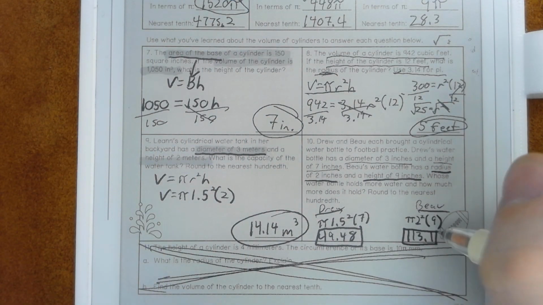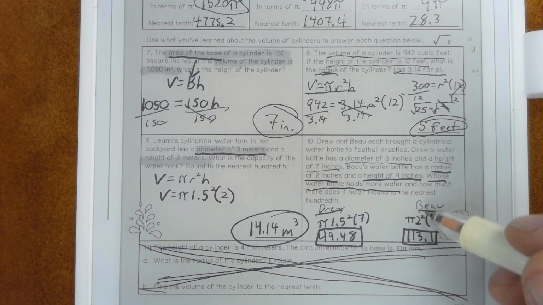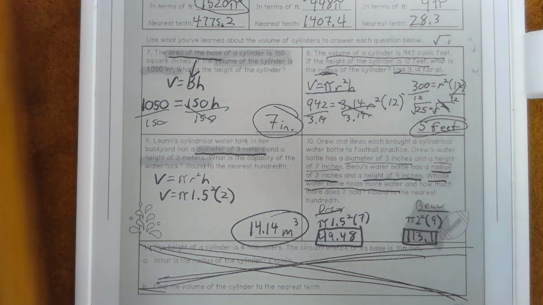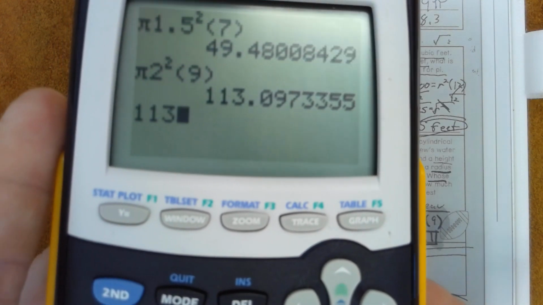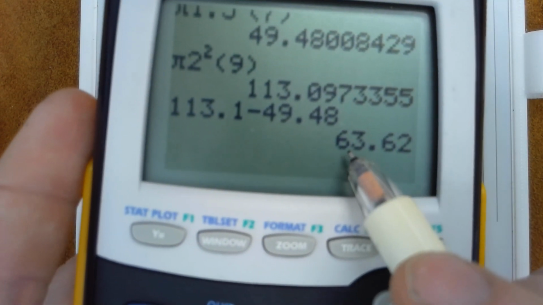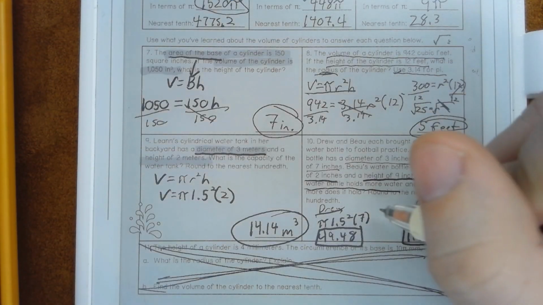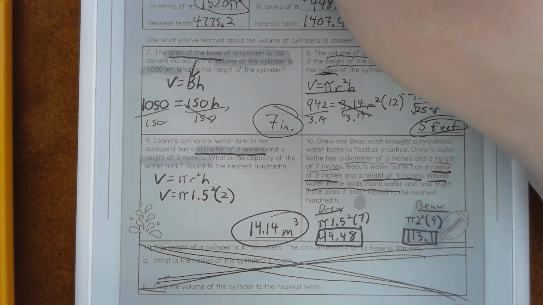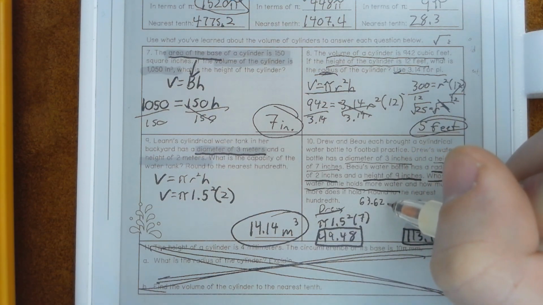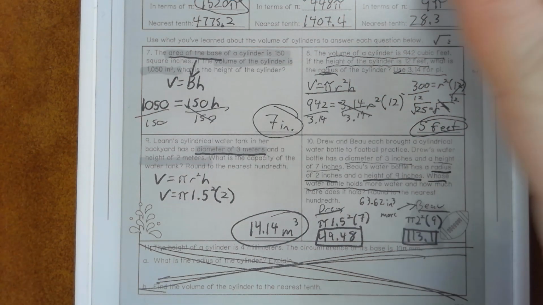That's Bo's. So whose water bottle holds more water? Well, that's going to be pretty easy. It's going to be Bo. Bo's water bottle holds more. And the second question is how much more? Well, if I'm asking how much more, I would just take 113.1, subtract 49.48. That much more, about 63.62 cubic inches more for Bo. That's it.